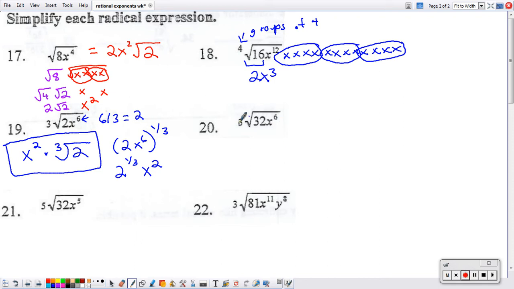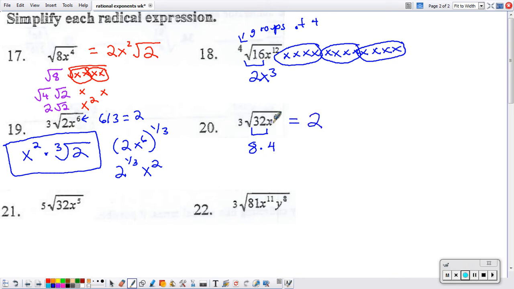Now, number 20, I have the 3rd root of 32, x to the 6th. Now, the 32 is not a perfect cube, but it does break up into 8 times 4, and 8 is a perfect cube. The cube root of 8 is 2.